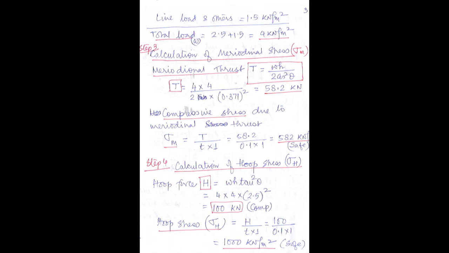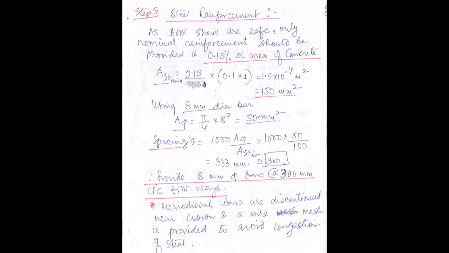1000 kilonewton per meter square. So hoop stress is also coming to be safe. Now step number 5, let us come to the reinforcement part. First we have to design the steel reinforcement. As both the stresses are safe, only nominal reinforcement should be provided.